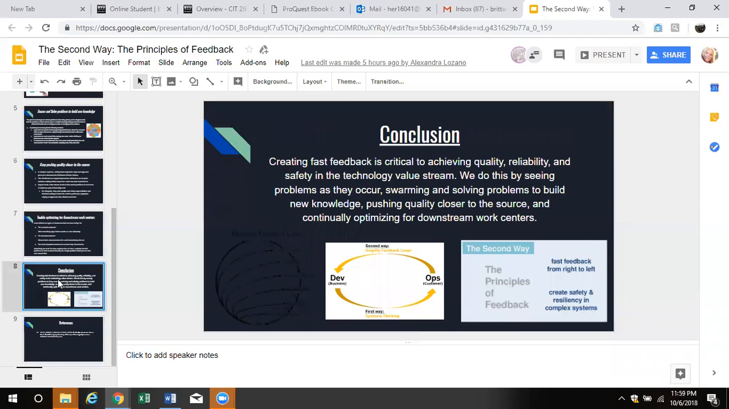So in conclusion, creating fast feedback is critical for achieving good quality, reliability, and safety in the technology value stream. We do this by seeing problems as they occur, swarming and solving problems, building new knowledge, pushing quality closer to the source, and continually optimizing for downstream work centers. I hope these slides help explain a little bit about this second way.